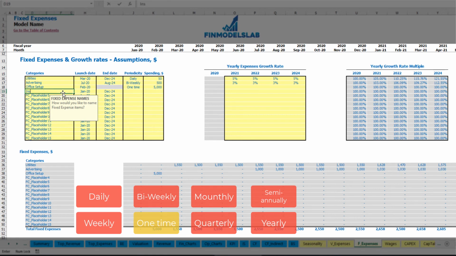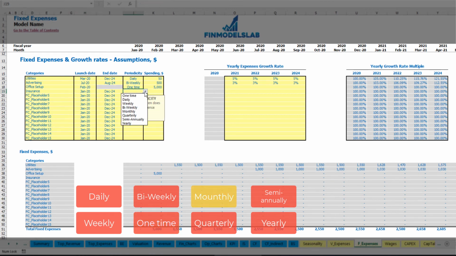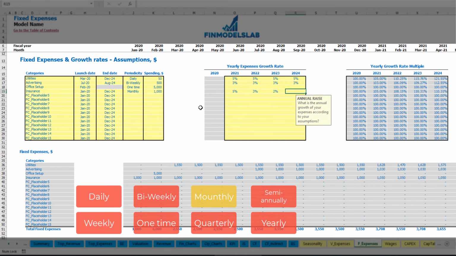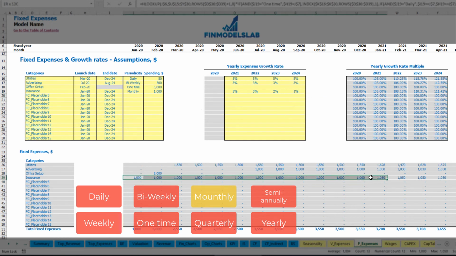Another option, insurance. Let it start from January 20 till the end of the model, and it can happen monthly with $1,000 per month with 5% of growth the first year, 3% of growth the second year, 2% of growth the third, and 1% year number 4. So you may see this calculation here.